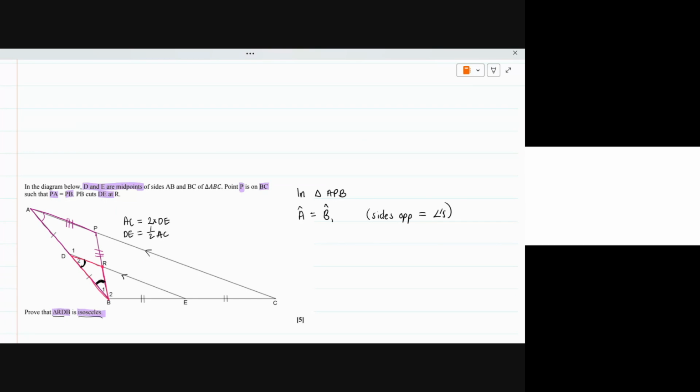Thumbs up. Does that make sense? Is everyone with me there? Do I need to explain again, or are we okay there? Good. So if I want to prove that this is an isosceles triangle, I need to prove that this angle is equal to that one. But what I know is that B1 is equal to A. So I now need to somehow prove that A is equal to D2.